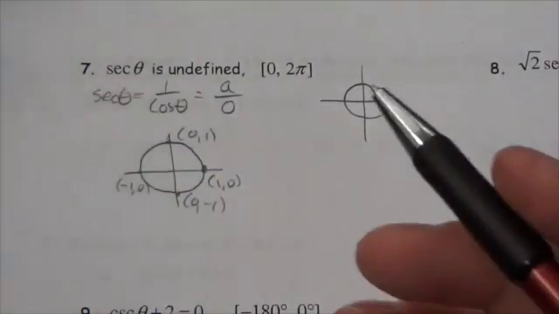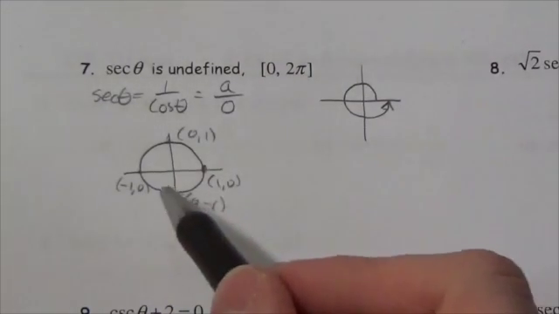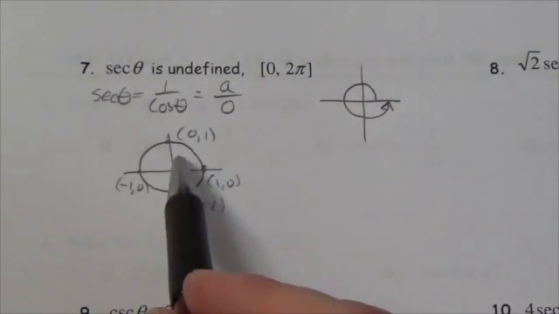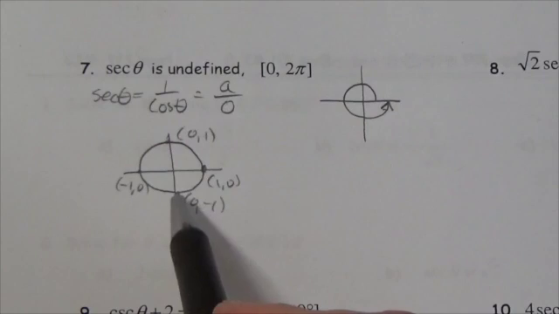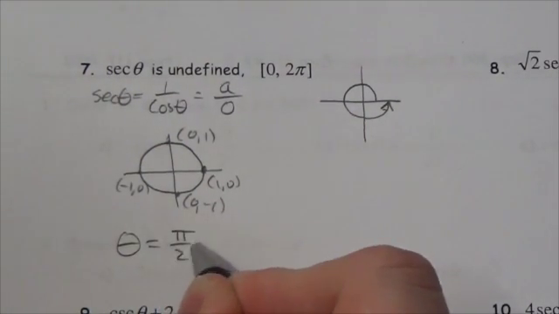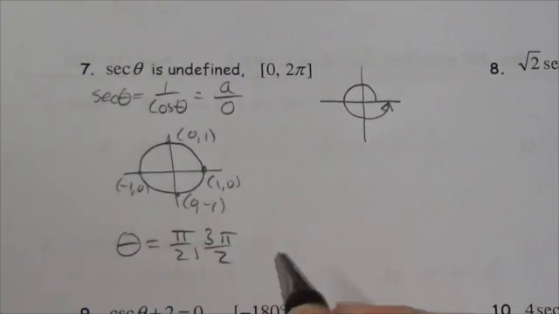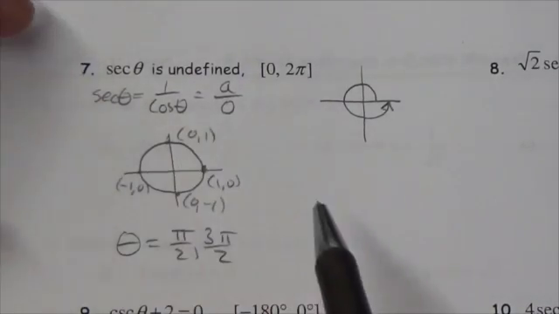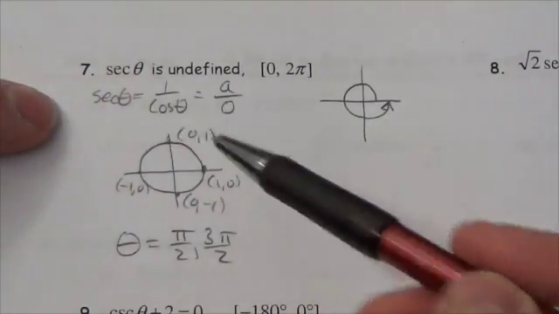And that, again, we have to associate cosine with the x-coordinate. So the x-coordinate goes to 0 here at pi over 2, and then down here at 3 pi over 2. So those end up being my answers. Pi over 2 and 3 pi over 2 will make cosine go to 0, and at the same time, that will force secant to be undefined.